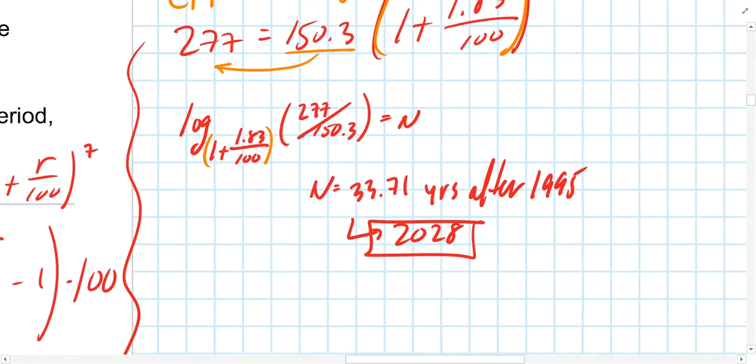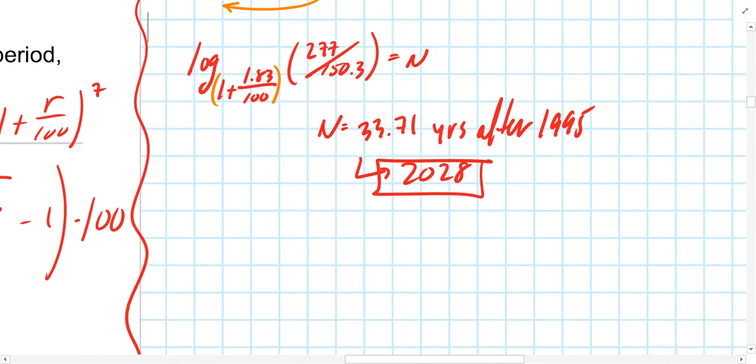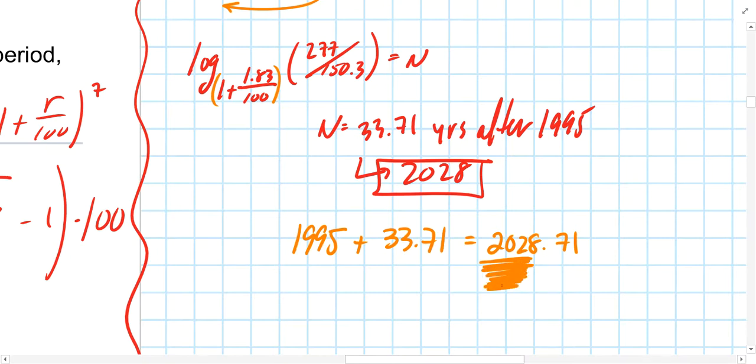This expression, when entered into the calculator, does give me several decimals after the fact. When rounded to 2 places, we get 33.71 years, or approximately 34 years. I wouldn't necessarily round this up to 34 years, because if we're in the year 1995 and we add 33.71 to that, we're in the year 2028.71.